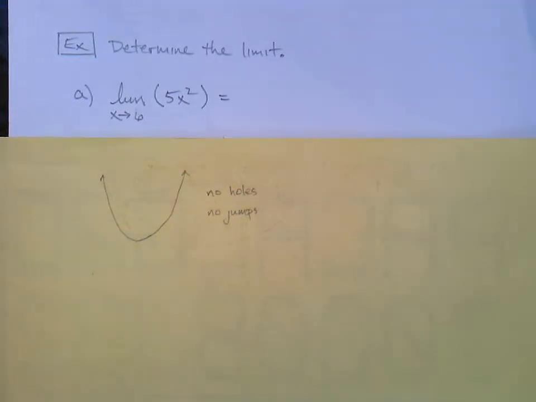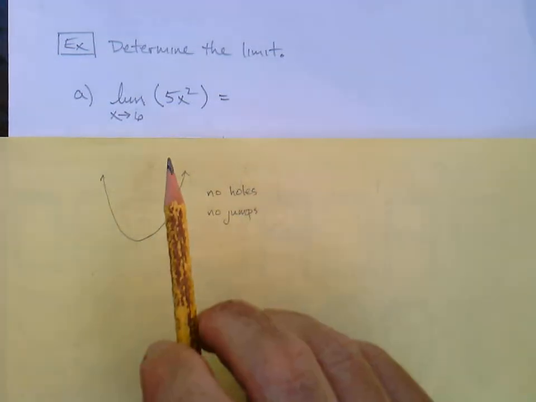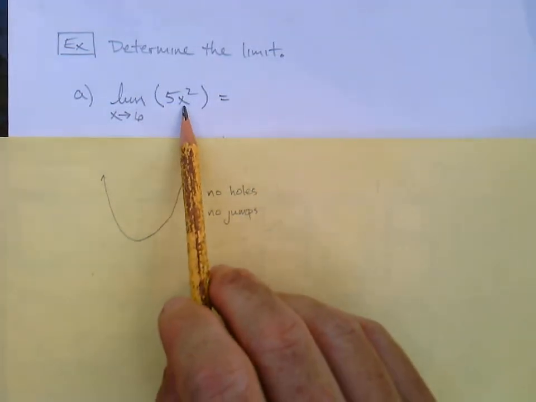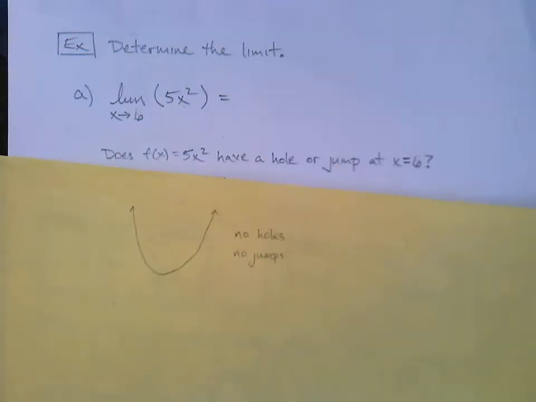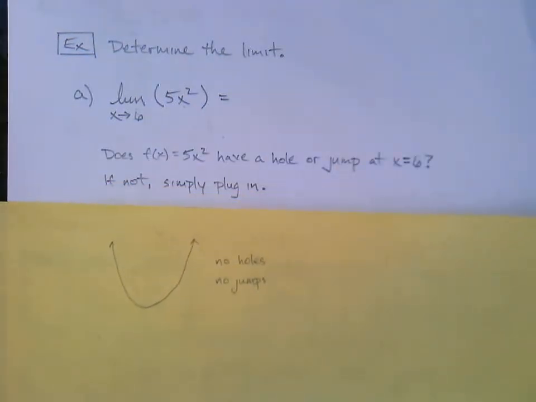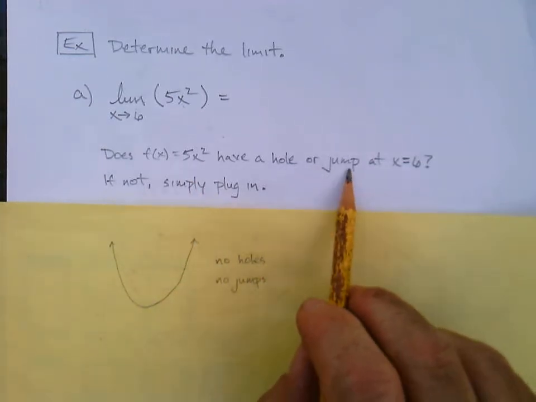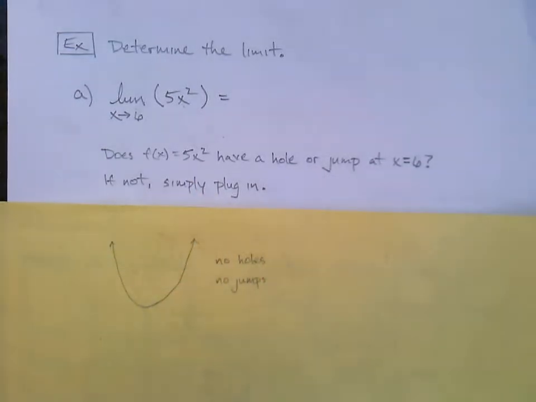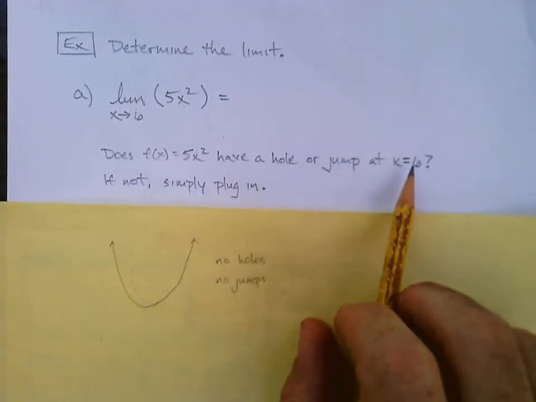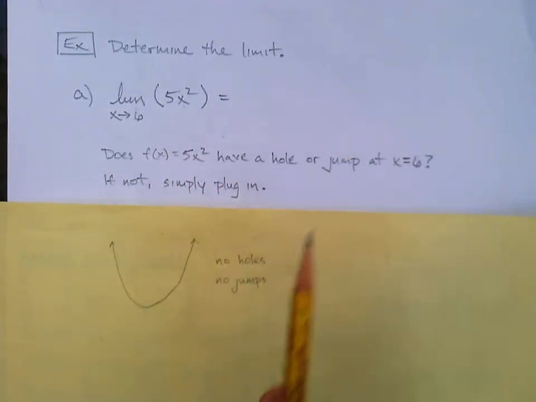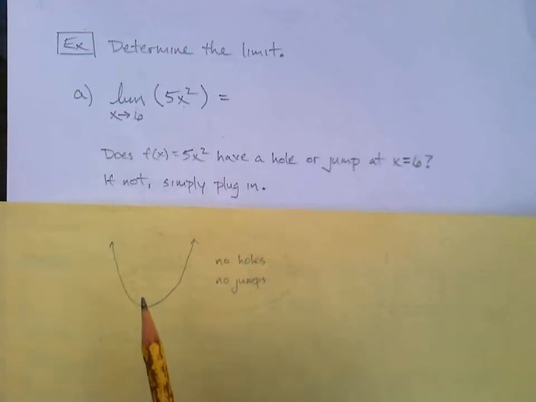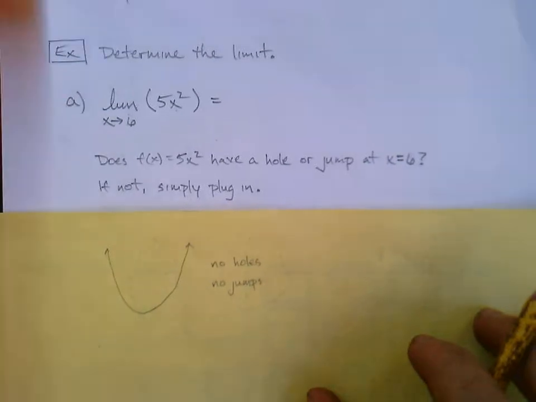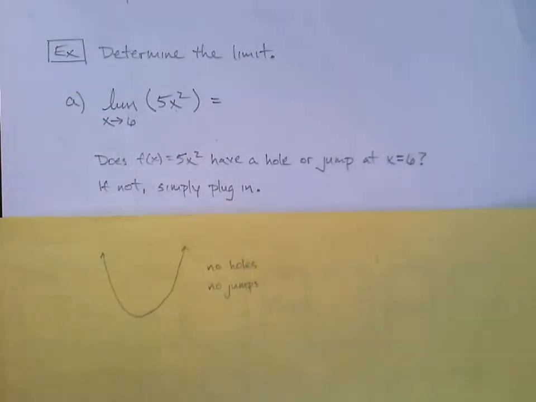So what does that mean? It's like that first example we did. To find the limit at 6, all we need to do really is plug this in because it's going to be the same as the function value. So I've got a note here. Does f of x equals 5x squared have a hole or a jump? And I mean, you could think anywhere, but even does it have a hole or a jump specifically at that x value in question? You're like, well, no, it doesn't. Actually, it doesn't have any holes or jumps at all, ever. If not, then we can simply just plug this number in.